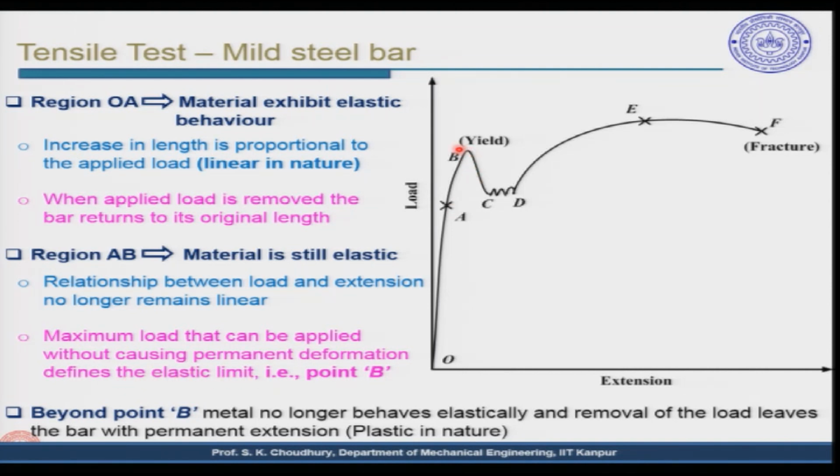This I already said. Beyond point B, the metal no longer behaves elastically, and removal of the load leaves the bar with permanent extension, which is plastic in nature. So far what we said is that there is an elastic deformation. From this point the elastic deformation is no longer there; it will become plastic deformation, meaning that the deformation occurring in the material is permanent. If we remove the load, the material will not come back to the initial position.